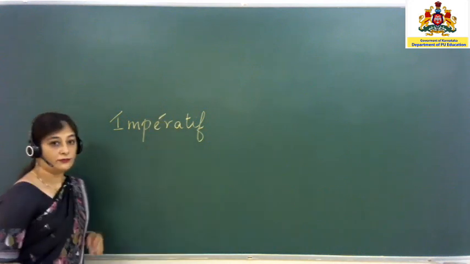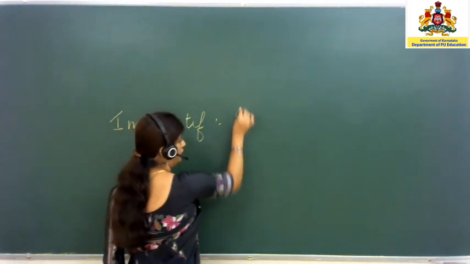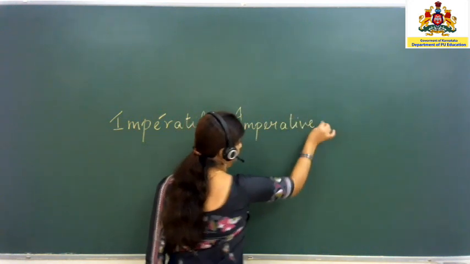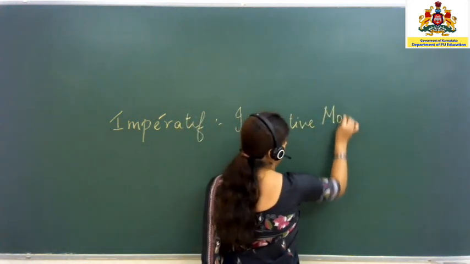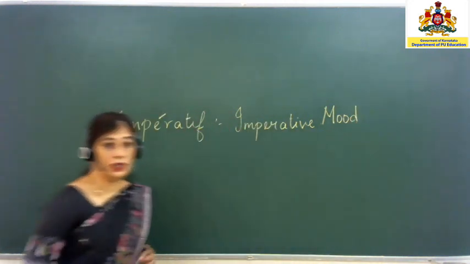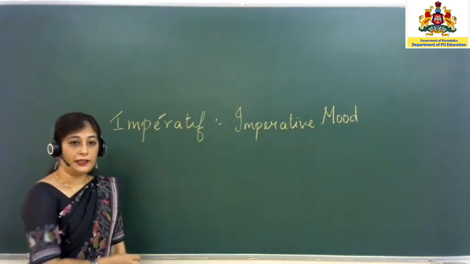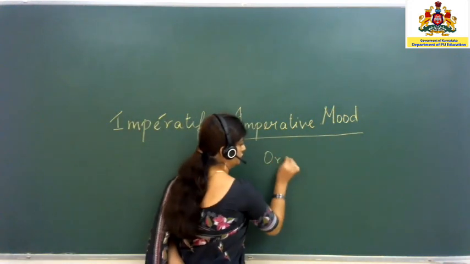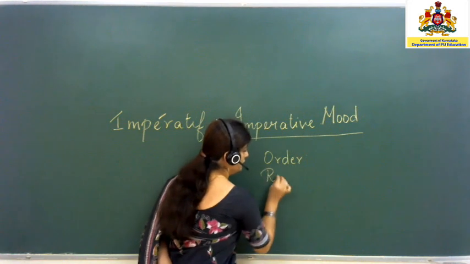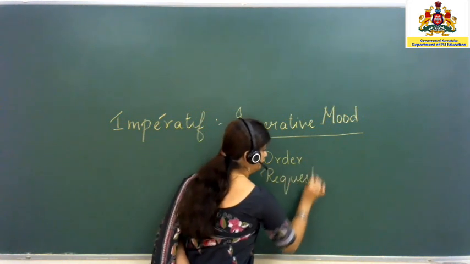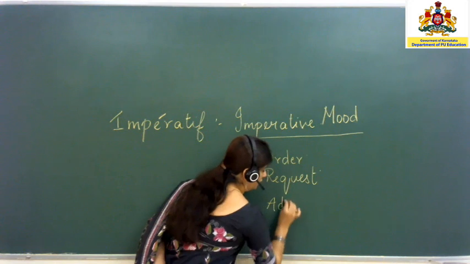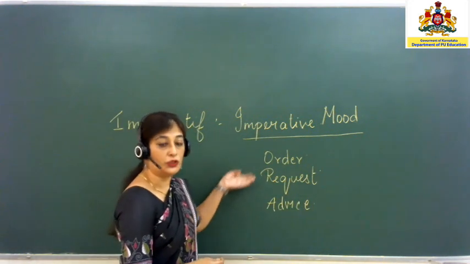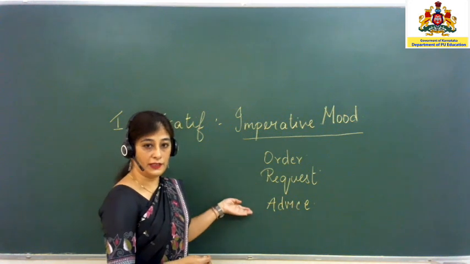Today we are going to learn the grammar topic imperative. Imperative in English is nothing but the imperative mood. Now, what is imperative? In English, imperative is used to give an order, request, or advice. Fine. So we use the imperative mood to give an order, request, or advice only.